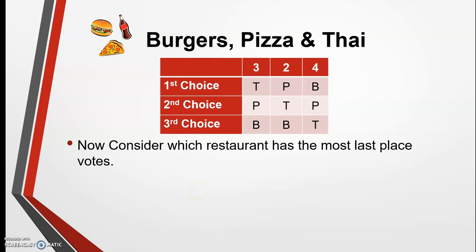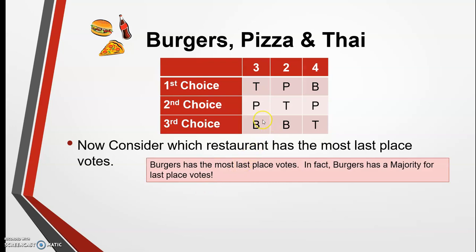Now consider the restaurant that has the most last place votes, and you will see that again it is burgers. So even though burgers had the most first place votes, burgers also had the most last place votes. In fact, they had a majority of last place votes. So that brings up the question: is it fair to only consider first choices? Because now we have 4 friends who are going to eat somewhere that is their first choice, but it's the 5 other friends' last choice. So is that the best choice in this case?